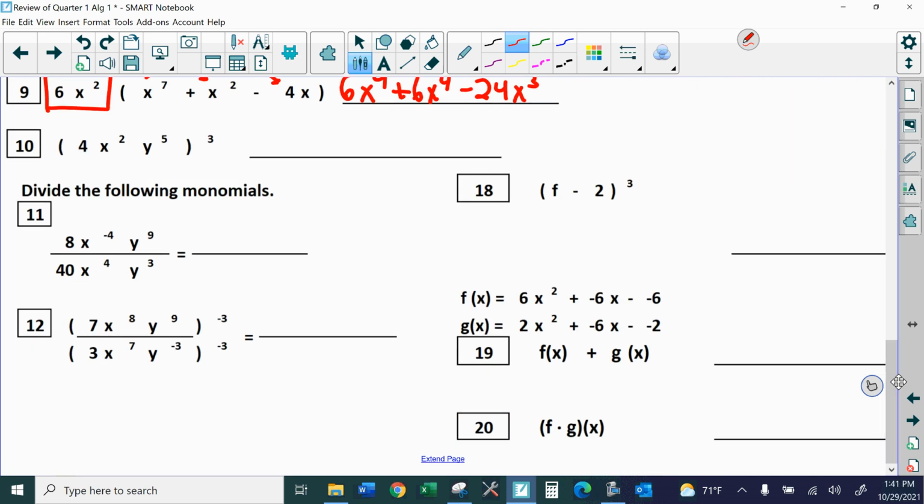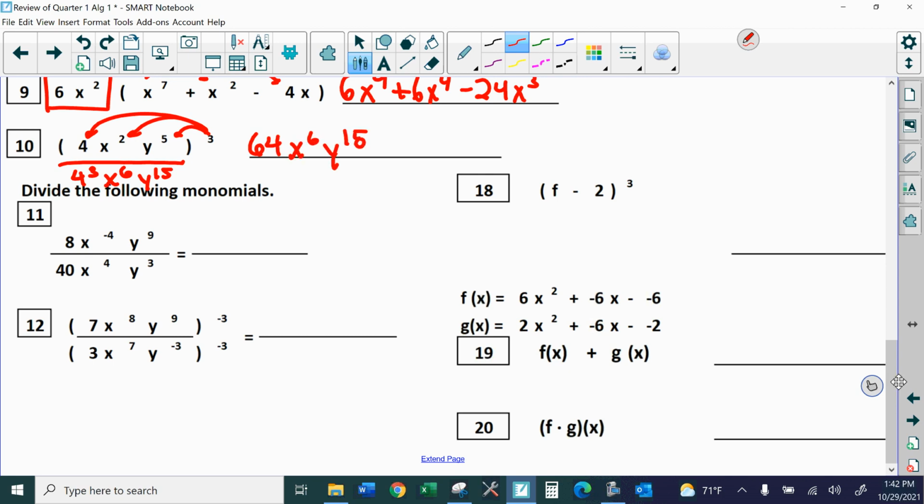Now we have cubing. So we have this monomial cubed, times itself 3 times. So I distribute the exponent of 3 through each of these. So that would be 4 cubed, x squared. When I do a power to a power, you multiply them. So x is 6 and y, 5 times 3 is 15. 4 times 4 is 16, times 4 is 64. 64x to the 6th, y to the 15th.